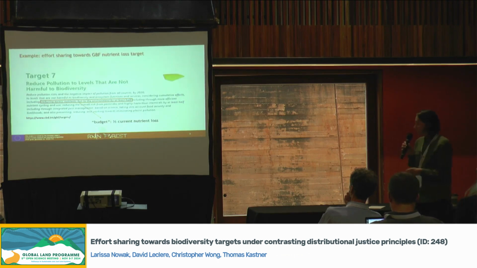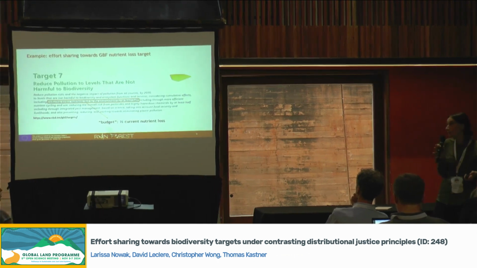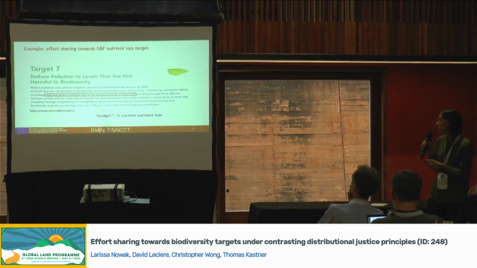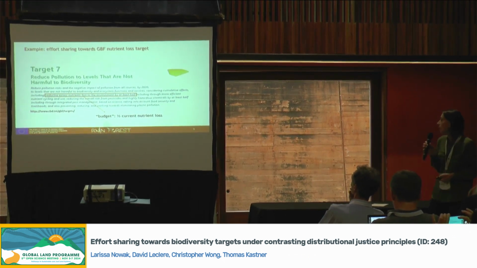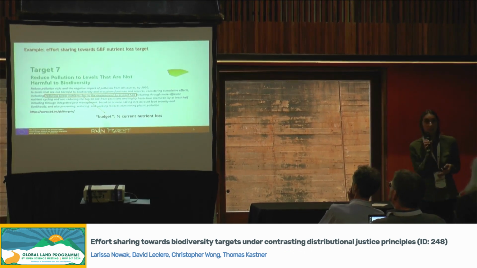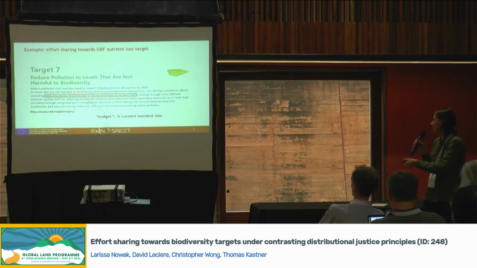Now, what we are doing here now is applying a kind of similar approach to explore different options of effort sharing towards the target of the GBF. And I would like to exemplify this here with a nutrient loss target. This is part of target 7 on reducing pollution, and the target is to reduce excess nutrients that are being lost to the environment by a half. We can translate this roughly into a budget of, the current nutrient loss globally needs to be reduced by 50%, how to distribute that between the member states.